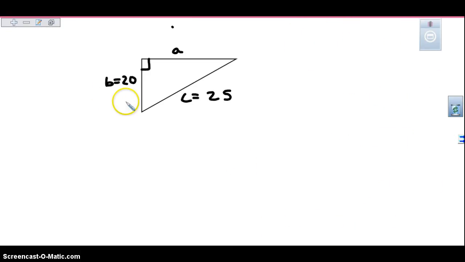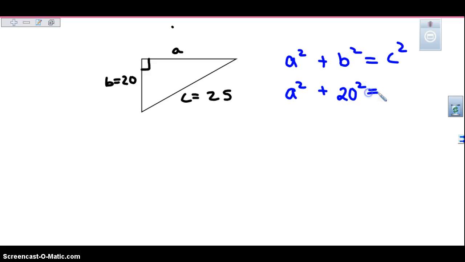If we need to find the unknown length of this right triangle, it means we need to find A. A is one of the legs. We can use the Pythagorean theorem. So we can say A squared plus B squared equals C squared. Do we know what A is? No. We know what B is, so now we can say 20 squared, and we know what C is, 25 squared. This means A squared plus 20 squared, which is 400, equals 25 squared, which equals 625. Can we solve for A?